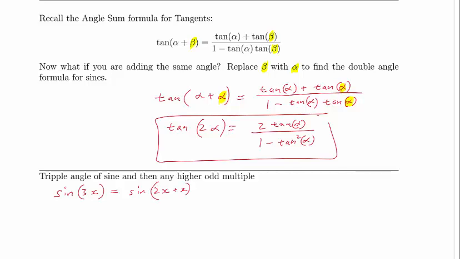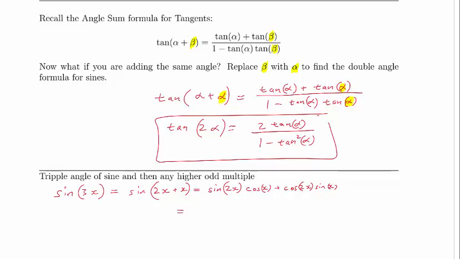plus x. And so note that we've got a double angle on one side whenever we break it up, and then we have a single angle being represented here. So we just use our angle sum formula. Sine 2x, cosine x, cosine 2x, sine x. And so that's our formula here. And like I said, we've got a double angle going on here and here. So we're just going to use the double angle formula that we already came up with for both of these guys.